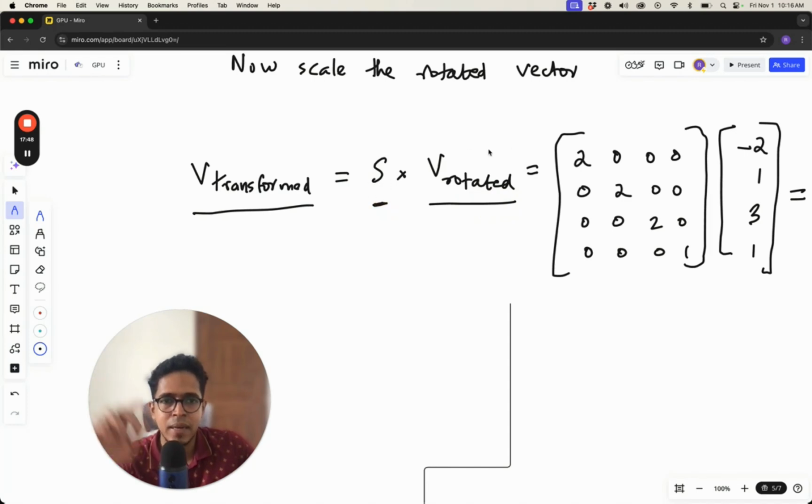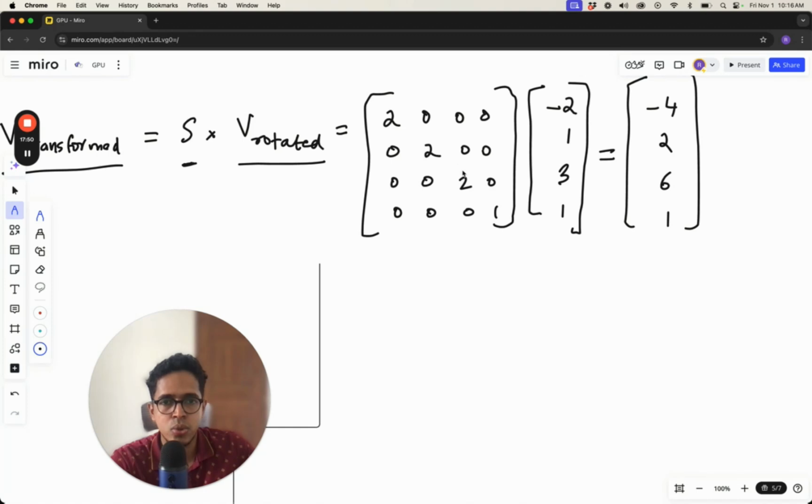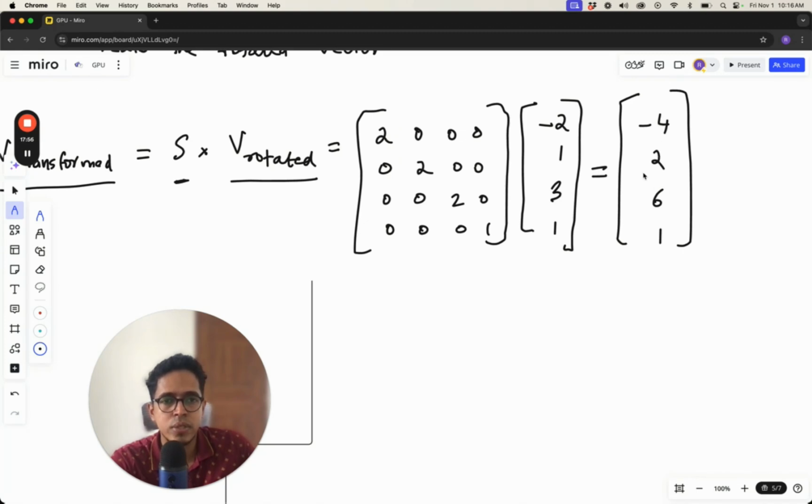S is the scaling matrix. So the scaling matrix was 2, 2, 2 and the 1 along the diagonal, and this was the rotated vector. And you get something like this: -4, 2, 6. So these three coordinates are scaled up. You can see that -2 times 2 is -4, 1 times 2 is 2, 3 times 2 is 6. The last coordinate, the fourth coordinate, is unchanged.